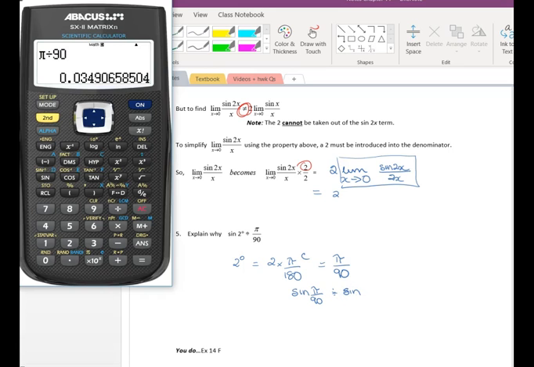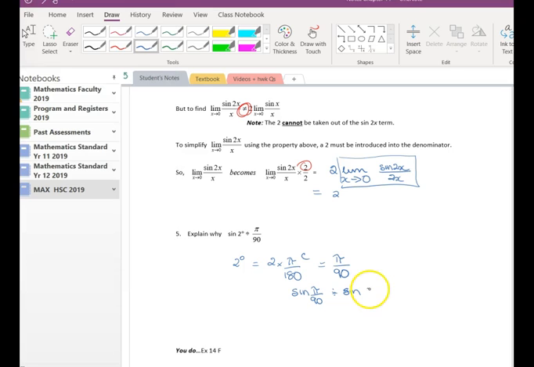is 0.03, so we're definitely taking the sine of a small angle, and we know that by definition the sine of a small angle is approximately equal to 0.34, which is this pi on 90. See how you go with exercise 14F.